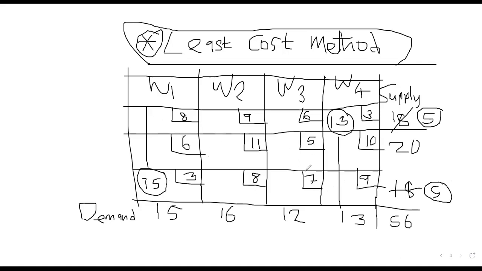The other number here, because this demand has been met, the other least cost is 5. The demand is 12 and the supply is 20. So you can only meet what has been demanded. Meaning that this one goes, here you remain with 8. All right, so the least number here is 8.